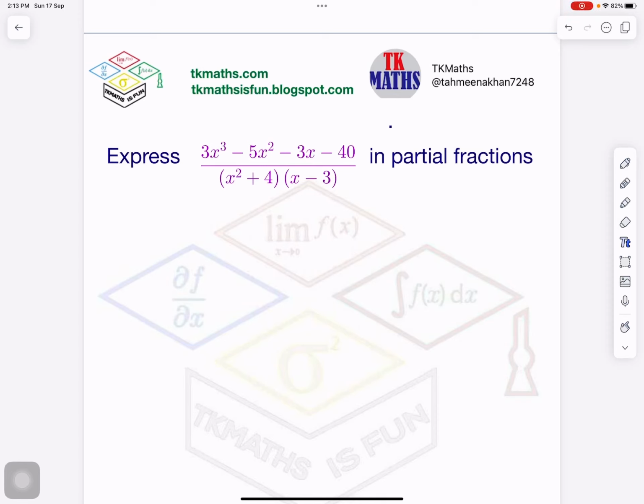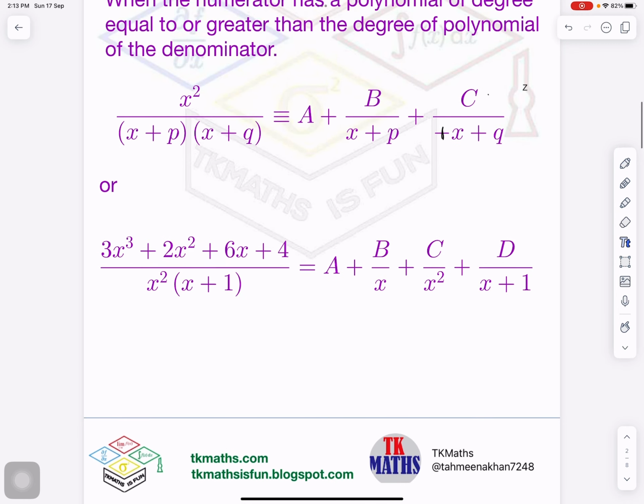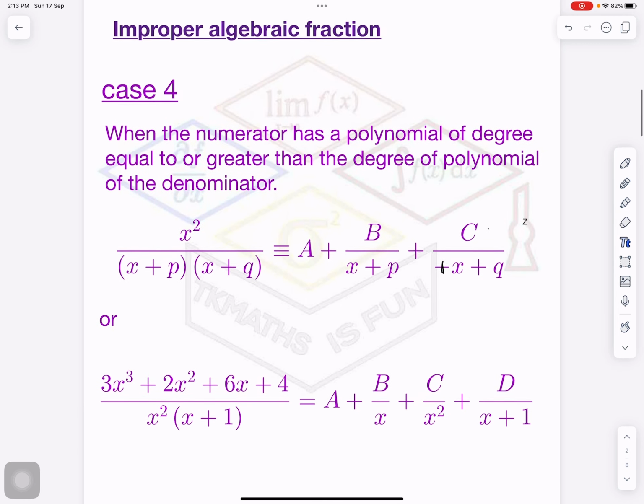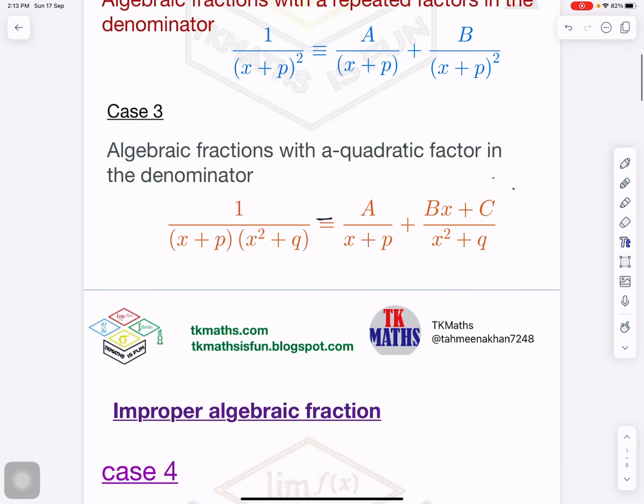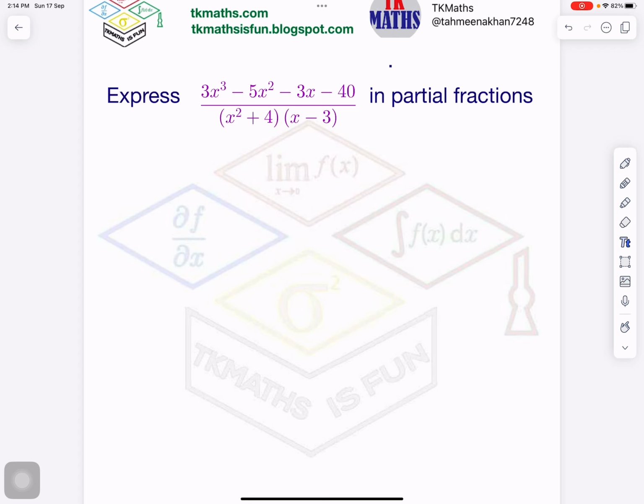In today's video, we will express this algebraic fraction into partial fractions. In the previous video, a link I'm sending below in the description, you can see that we discussed these 4 cases of the partial fraction. You have to remember these by heart because it will not be given in the examination form MF19. This topic is from A-level second year P3, year 13. So let's see how we will express this algebraic fraction into partial fractions.